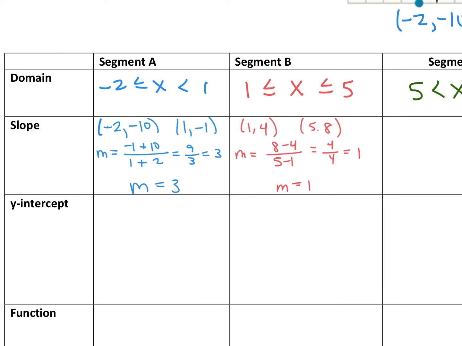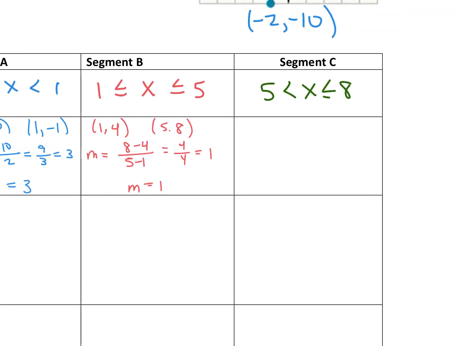And then our last segment, C, is going from (5, 8) all the way to (8, 8). So our slope is y2 minus y1, 8 minus 8, over x2 minus x1, 8 minus 5. We're getting 0 divided by 3. Do you guys remember what 0 divided by anything is? 0. So this one has a slope of 0.